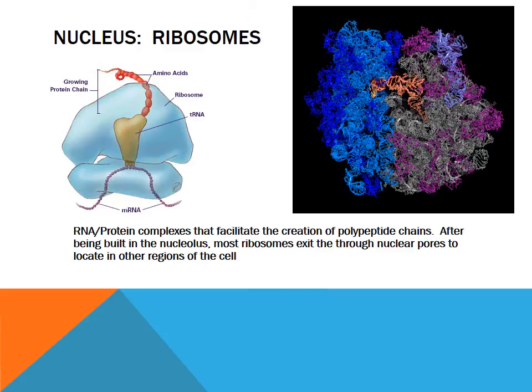Secondary structures are where the primary structure interacts with itself. Tertiary structure is where the secondary structures interact, like the alpha helices and the beta sheets. And then quaternary structures are where two or more tertiary structures interact.